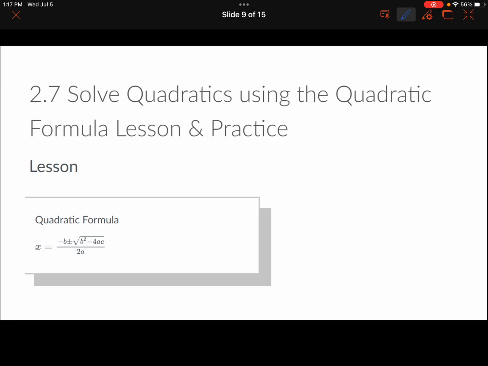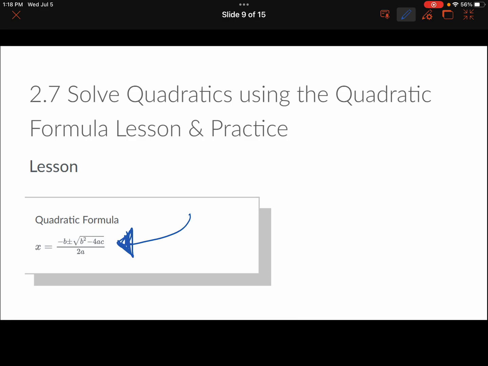Solving quadratic equations using the quadratic formula. This is something you want to have in front of you for your unit test. You want to have it in front of you for the final exam. You need to know what the quadratic formula is and how it works.